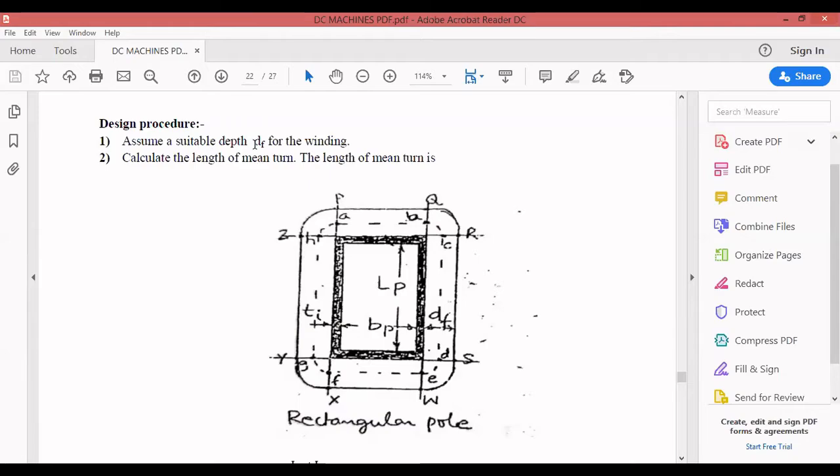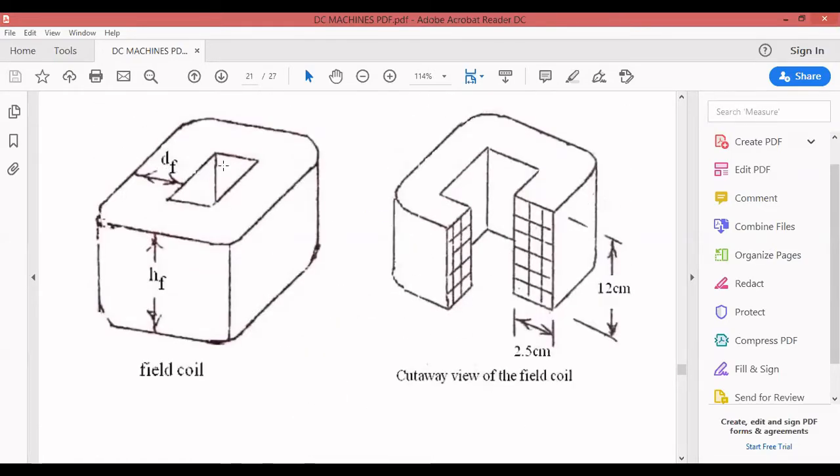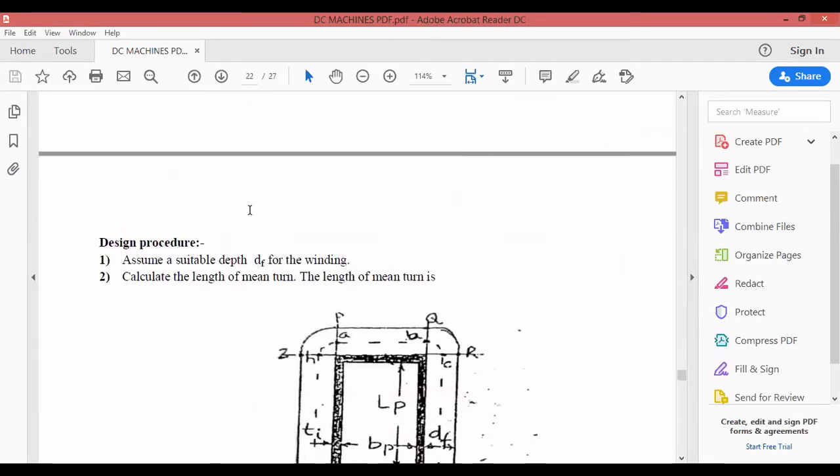Assume a suitable depth Df for the winding. One by one, I'm going to tell. Listen carefully, I'll go slowly. Assume a suitable depth of the shunt field winding. Df is the depth. Depth is nothing but your thickness. Depending on the number of turns, you get the thickness. Depth is also called the thickness of your field winding. That is the first step.